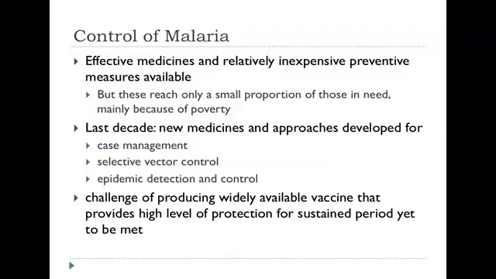So how do we control malaria? What are the options that we have available to us? We have effective medicines and relatively inexpensive preventive measures, but it's hard to roll these out across the world because they're not reaching everyone that needs them, largely because of poverty, but other reasons as well.